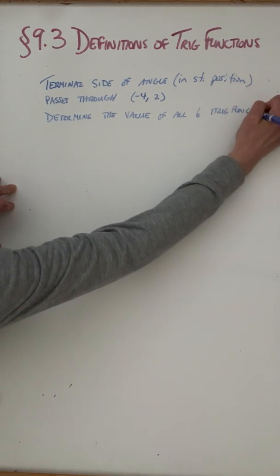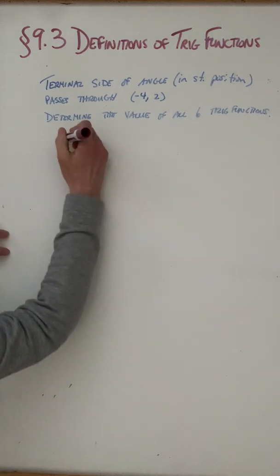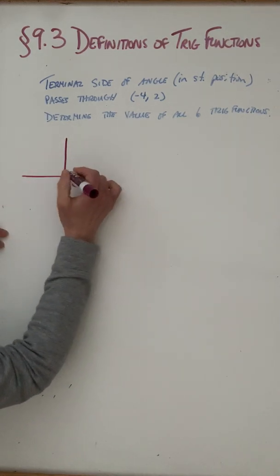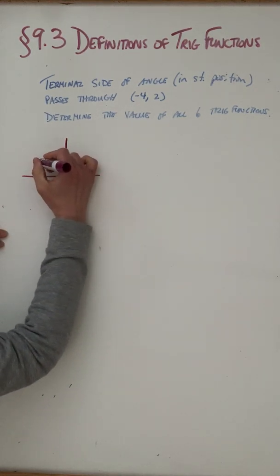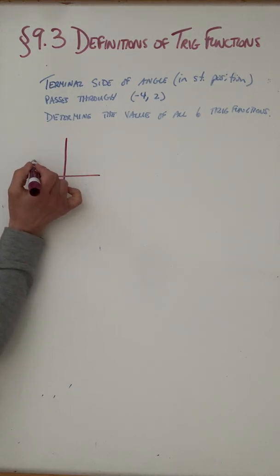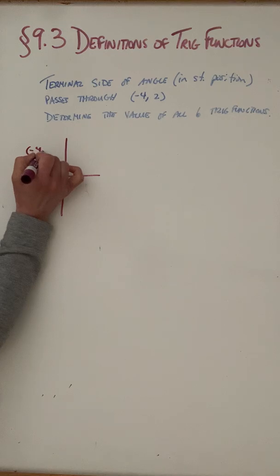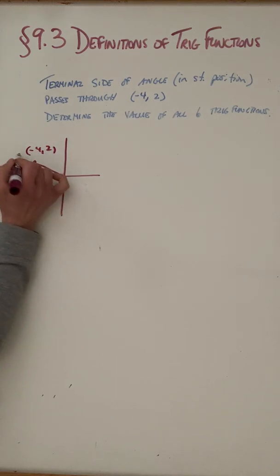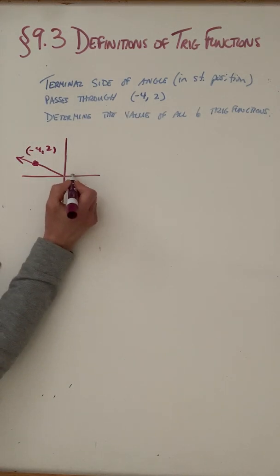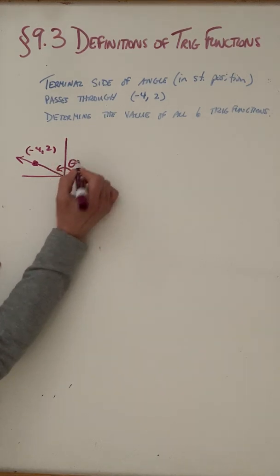Okay, so what's the first thing we're going to do? Well, the first thing I'm going to do is draw it. So I have a point at -4, 2, so let's say that's somewhere here, right? So if I have this as my terminal side, this is the point -4, 2, and the terminal side of that angle has to pass through that point. And if it's in standard position, that means the angle started here, right? So this is my angle theta.